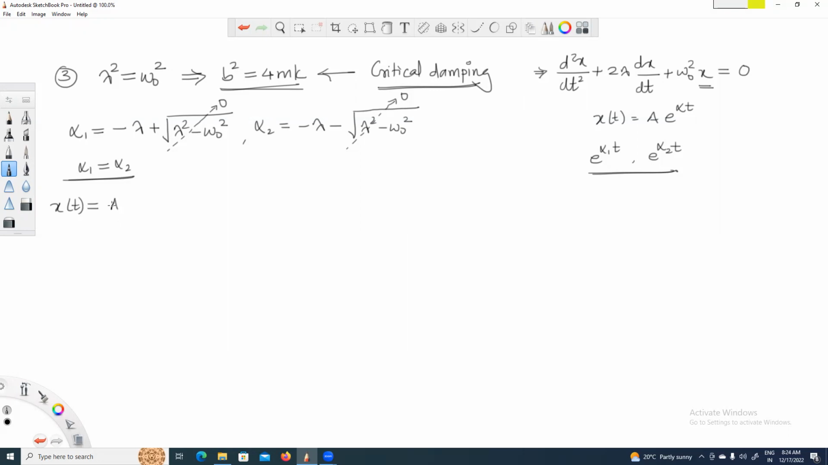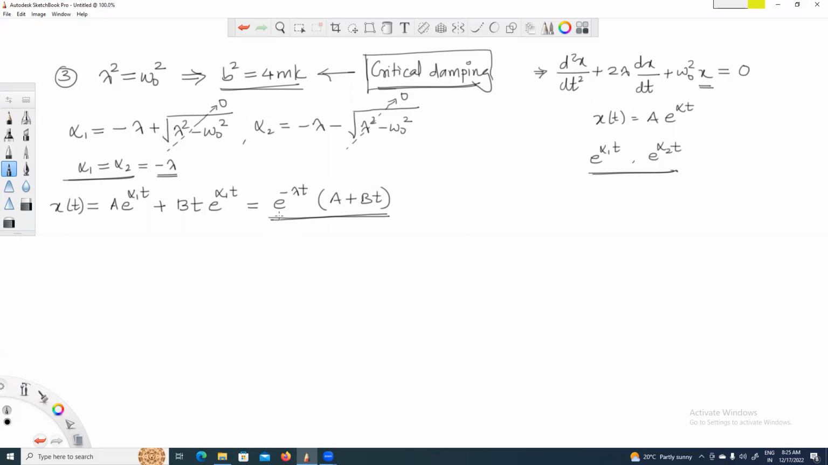The first solution looks like some constant a times e raised to alpha 1 times t, plus b times t times e raised to alpha 1 times t, because alpha 2 is equal to alpha 1. Here alpha 1 and alpha 2 are basically minus lambda, so I'll write this as e raised to minus lambda times t, times a plus b times t. So this is the solution for the displacement field in case of critical damping, where lambda square has become equal to omega naught square, the natural frequency square.